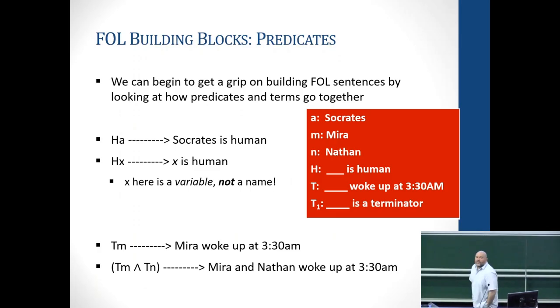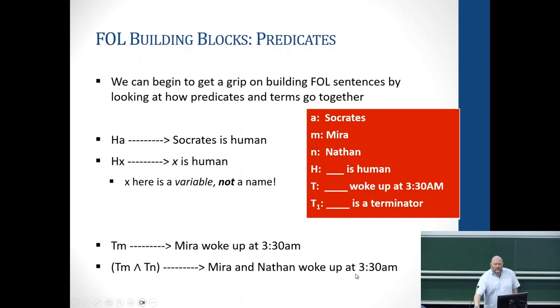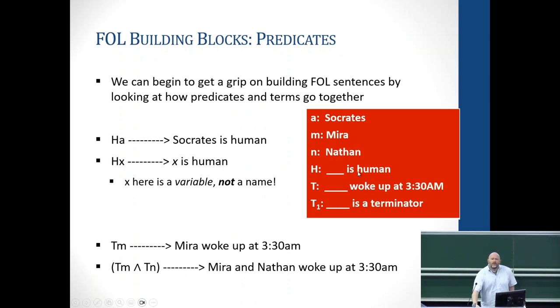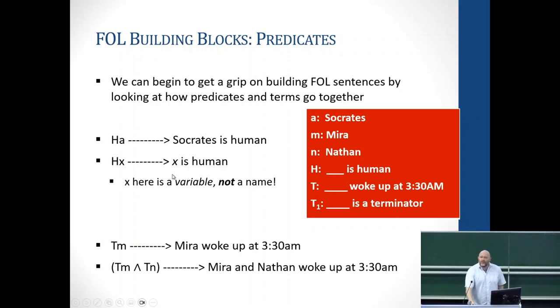So we can begin to get a grip on building FOL sentences by looking at how predicates and terms go together. The hint is in the way that we write these down. What we're going to be able to do is fill in names to these gaps in the predicates. But we're not going to write them like in English. Instead, we write them with the predicate, the capital letter, in the front, and then either the name or the variable that we're going to slot in just after. So Ha in this case gives us a way to say Socrates is human. Hx is a way to say x is human. Note here, again, to stress, x is not a name, it is a variable.